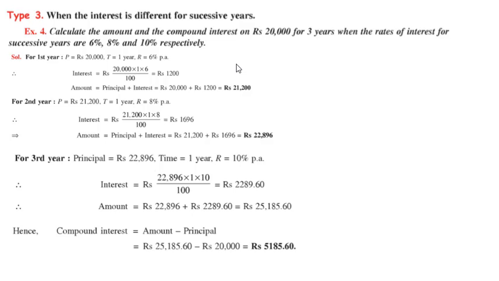Now the compound interest is this final total amount, 25,185.6, minus this initial amount which is 20,000. So the compound interest is 5,180.6. So nothing new, only the rate of interest for different years are different. So one by one we can calculate it. Yes, fine.